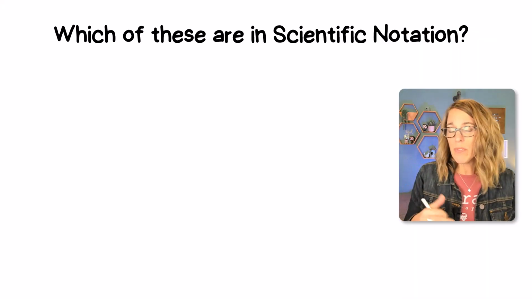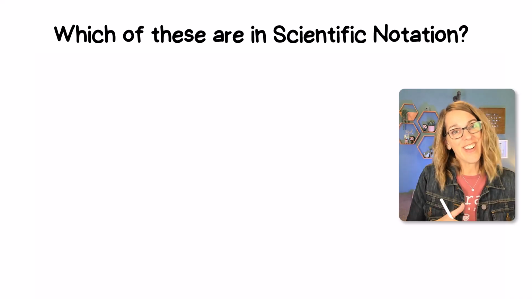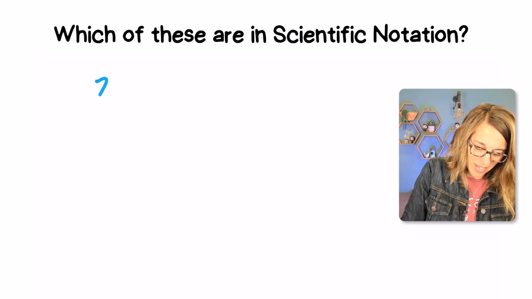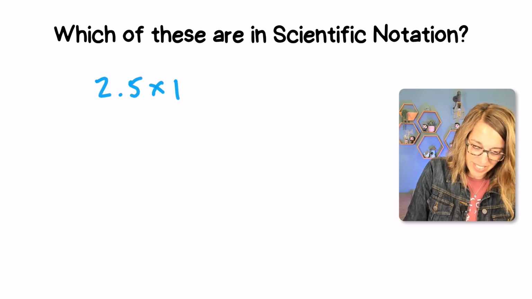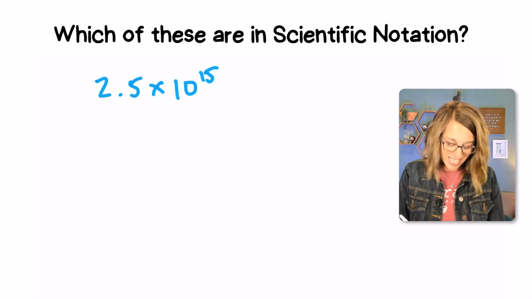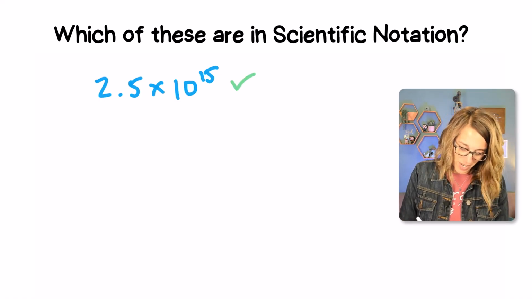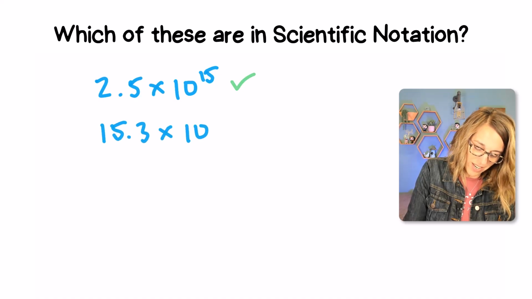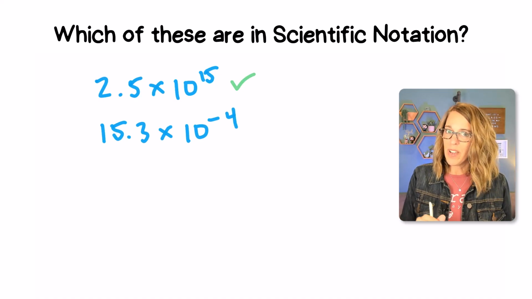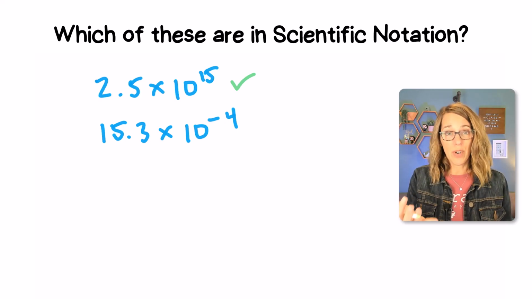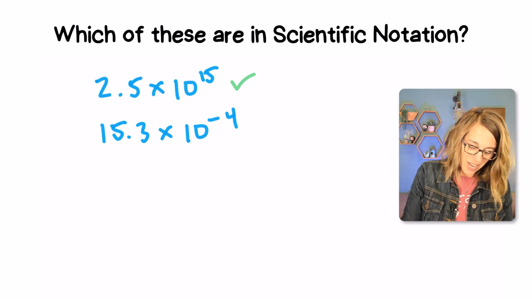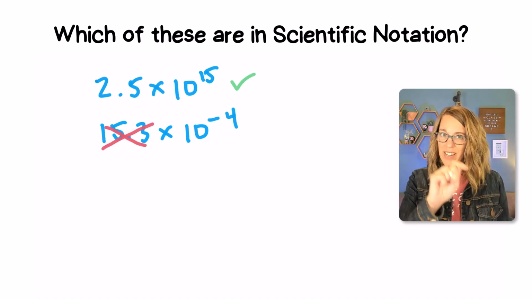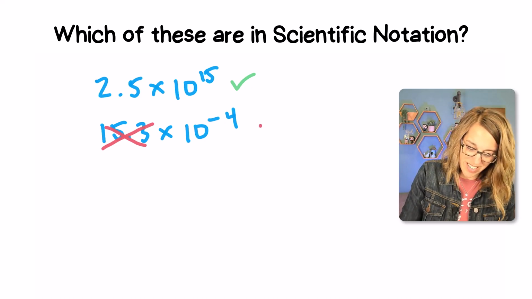So first, let's go through some examples of things that are in scientific notation and things that are not in scientific notation. So we know it's got to be one number in front of the decimal. So if I did something like 2.5 times 10 to the 15th, like we just saw, this one is in scientific notation. Okay, but what about this one? Let's say that we had 15.3 times 10 to the negative 4. This one's got an integer for the power, which is good. Negative 4 is an integer, but that 15.3 out in front is not a number between 1 and 10. It's got to be a single digit in front of that decimal point. So this one is not.